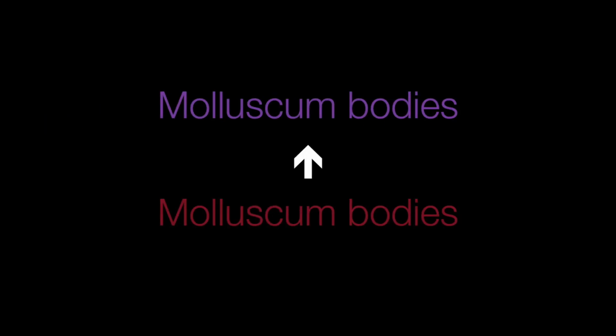Another feature is that the molluscum bodies are eosinophilic at the basal aspect of the epidermis, and as they ascend through the epidermis, they become hematoxyphilic or purple staining.